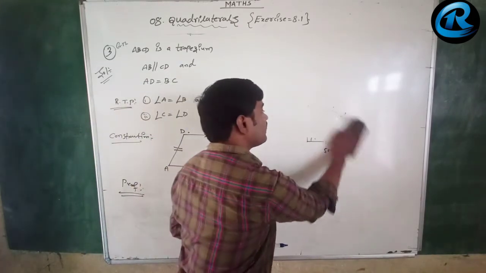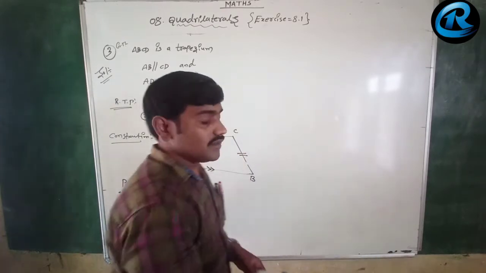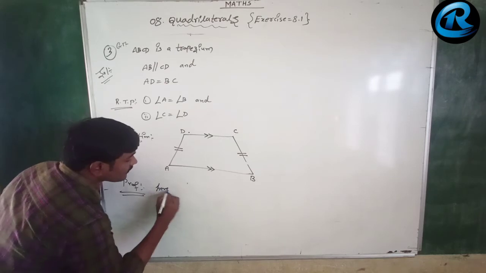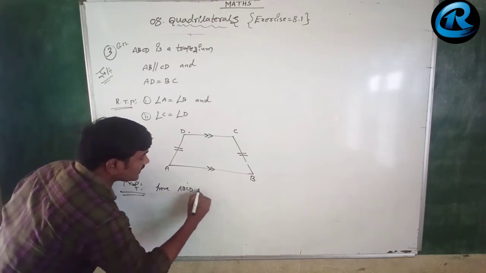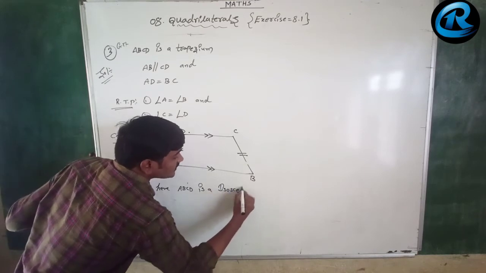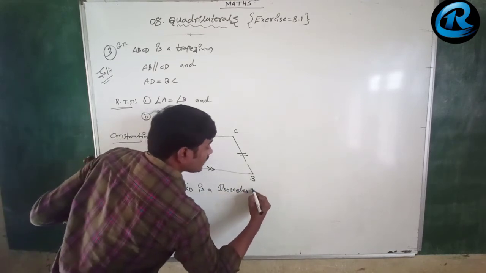Isosceles right angle triangle. Even around sides equal, we call it isosceles. Please check that also. So here ABCD is an isosceles trapezium.